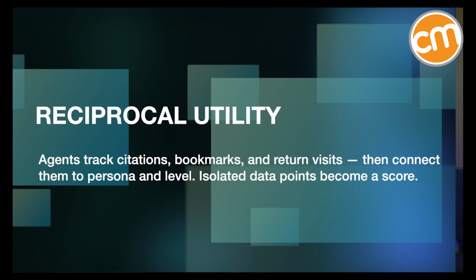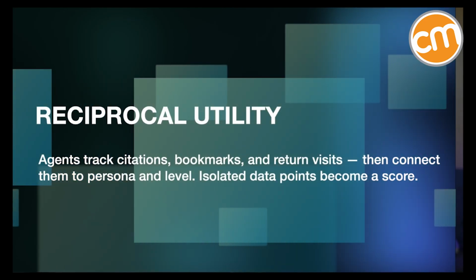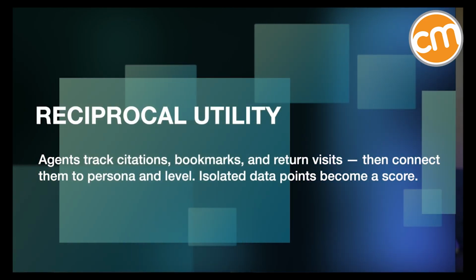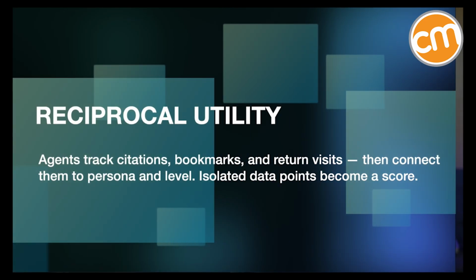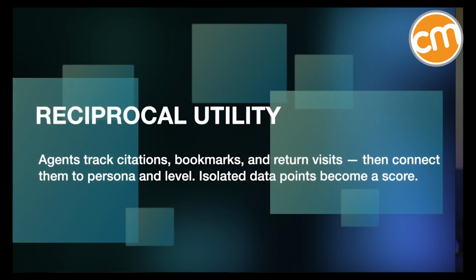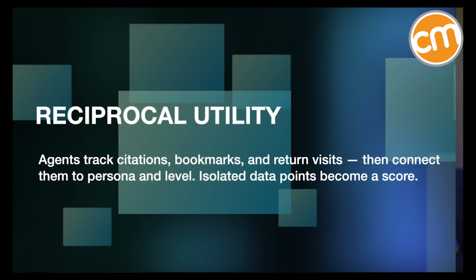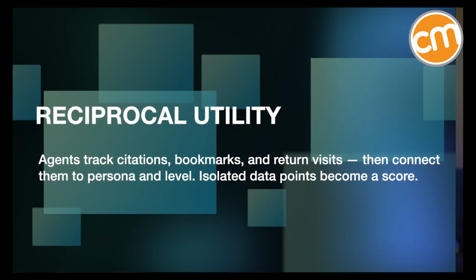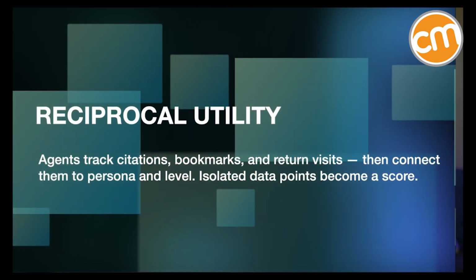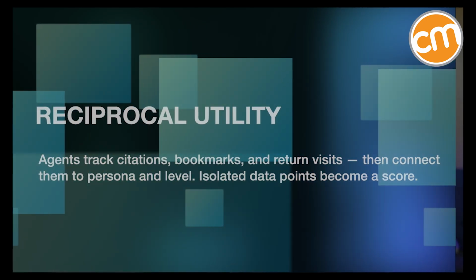Then second, we've got reciprocal utility. Remember that one, the value one. Agents can track whether your content is being cited, whether it's being bookmarked, whether it's being referenced in AI-generated answers, and they monitor return-to-content rates. In other words, they can connect the signals to your return to the how-to paper to the specific persona and level in your lattice. Isolated data points become a pattern. Patterns then become that score.